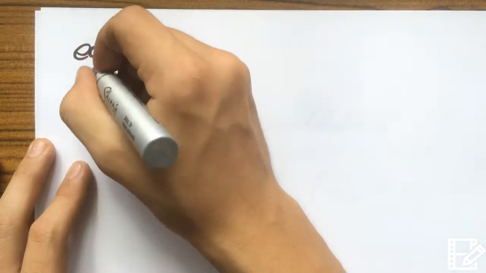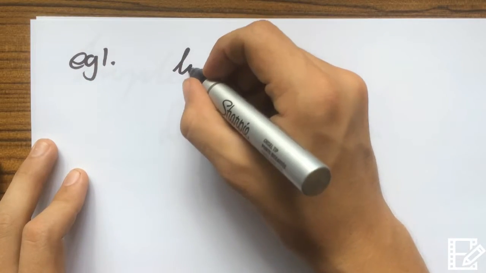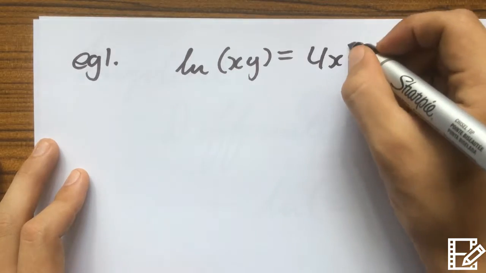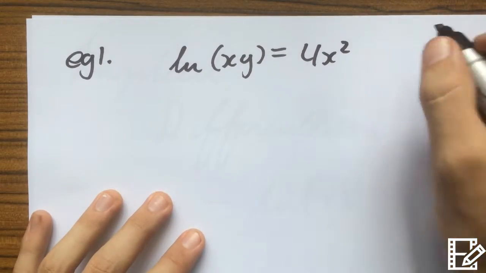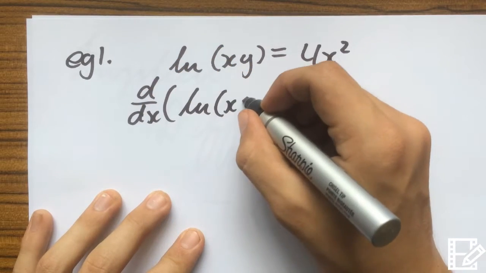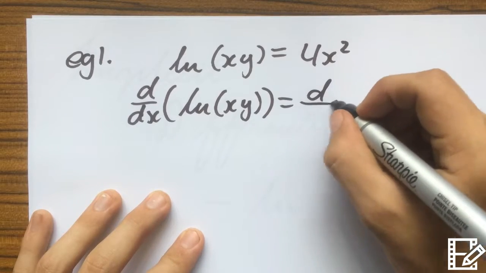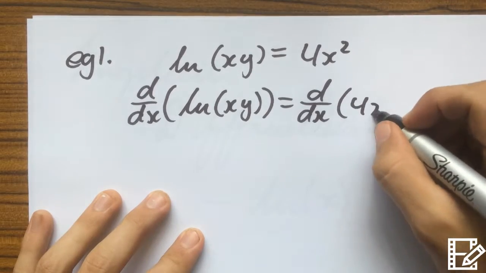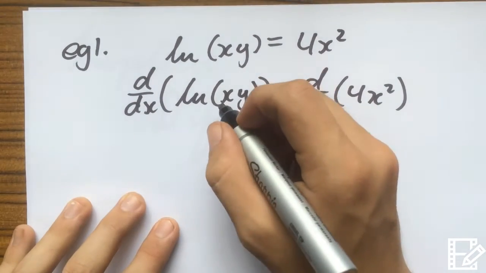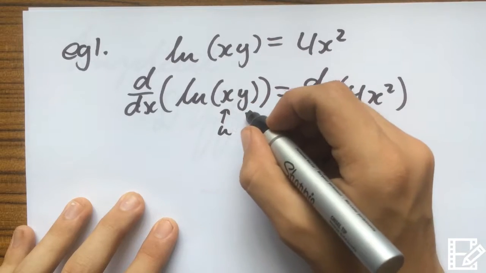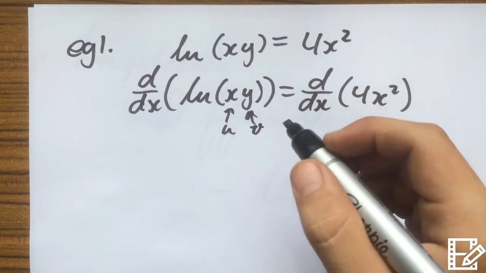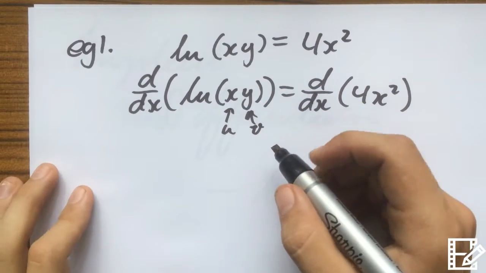So we have our first example, and that's going to be ln of x multiplied by y equals 4x squared. So first step, derive both sides with respect to x. Okay, and now we're going to call x u and y v, because we have a function multiplied by a function. Therefore, we need the product rule to solve.